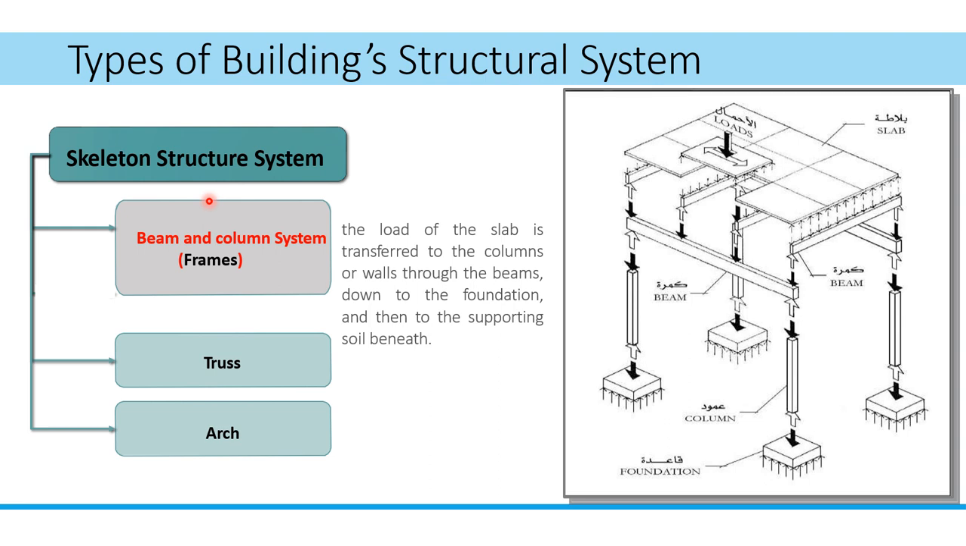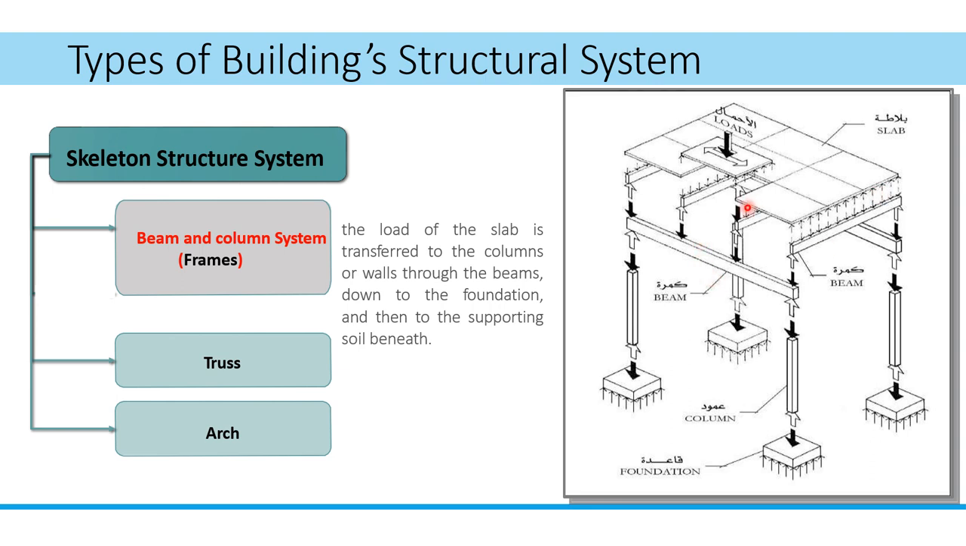Second one is the skeleton structure system. In the skeleton structure system, there are a number of elements. After arranging, they form a skeleton. Here is just the distribution of the load. For example, this is a slab. The slab is resting on the beams.